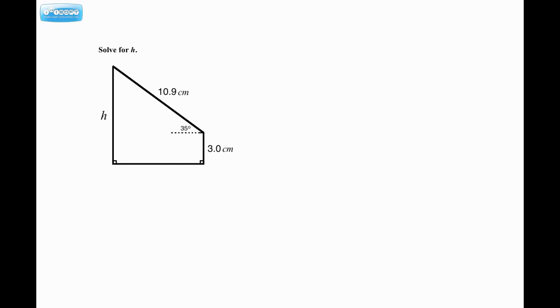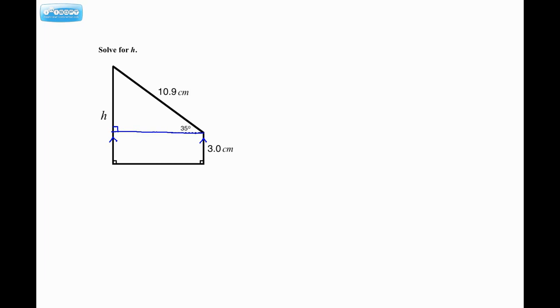Alright, next question. Solve for H. Okay, well, this shape here, that's actually called a trapezoid. Right? These are both 90-degree angles, so therefore these two lines are parallel. Okay, this is what we call a trapezoid. So you can actually see it can be broken down into two smaller shapes. We have a rectangle here at the bottom, and then we have a right triangle here at the top. Keep in mind H is the height of the trapezoid, not the height of the triangle.